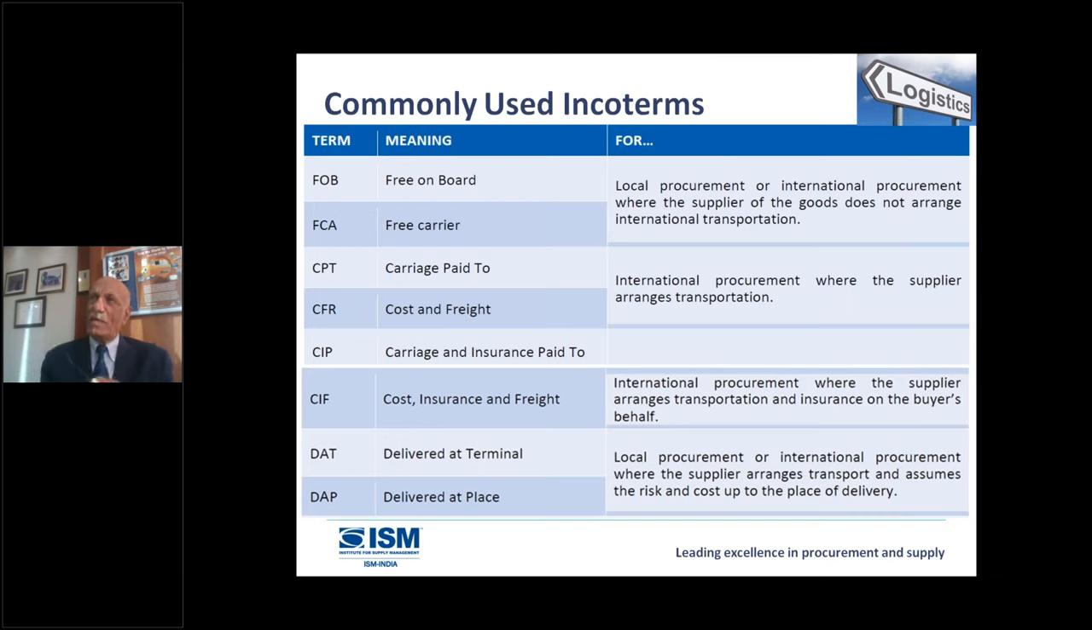DAT is delivered at terminal. So the goods can go up to the terminal. Then you have to get it unloaded, get the customs clearance, and take it to your point. While in the case of delivered at place, it goes up to the place after customs clearance, loaded into the truck or train, goes up to your place, wherever the warehouse is, then you get it unloaded and take care of it. So depending on the role, the risk, the responsibility and the cost change.